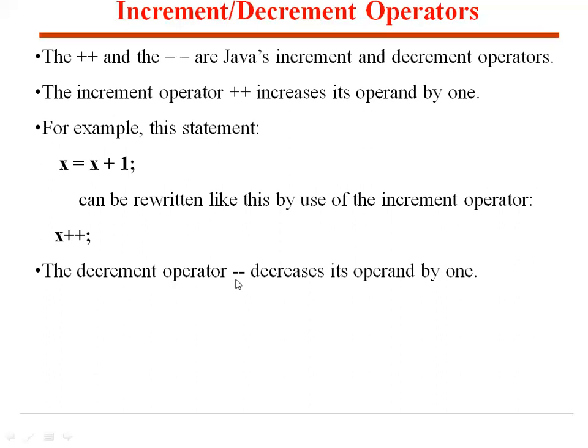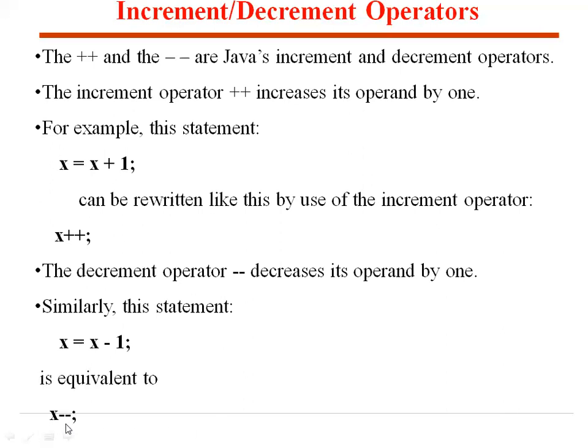Similarly, minus minus is called the decrement operator. It decreases the value of its operand by 1. Whenever we want to reduce the value of an operand by 1, we can use this decrement operator minus minus. Generally, if we want to reduce the value of a variable, we write x is equal to x minus 1. Instead of writing this, we can rewrite the same statement using the decrement operator, like x minus minus.